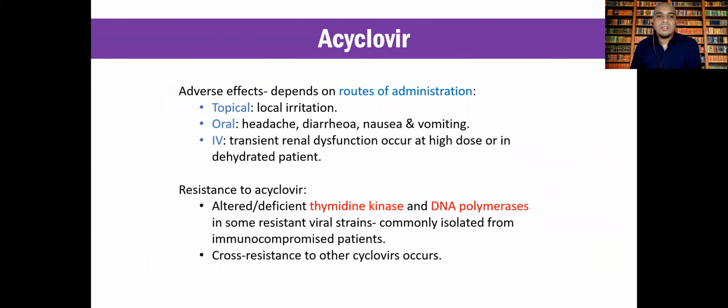Aciclovir adverse effects mainly depend on its route of administration. Topical route may cause local skin irritation. If given through the oral route, it may cause symptoms such as headache, diarrhea, nausea, and vomiting. Meanwhile, IV route may cause transient renal dysfunction if given at high dosage or given to dehydrated patients. There are also some cases of aciclovir resistance, usually seen in immunocompromised patients, in which some of the resistant virus strains that have been isolated from this type of patient show alteration or deficiency in thymidine kinase or DNA polymerase.